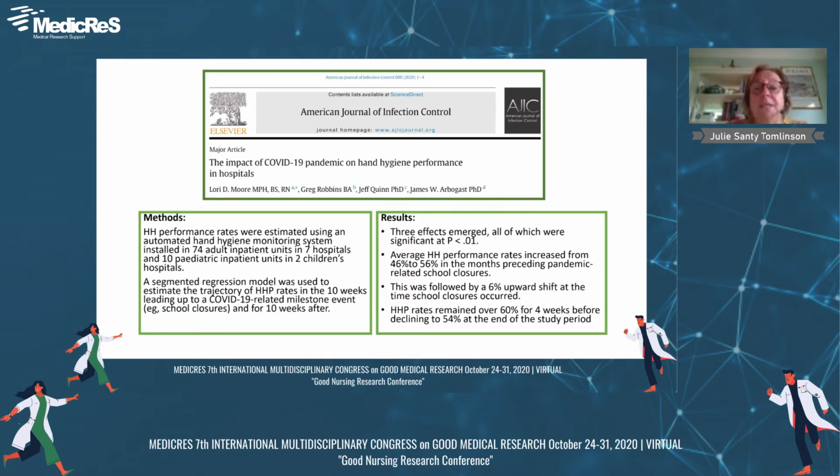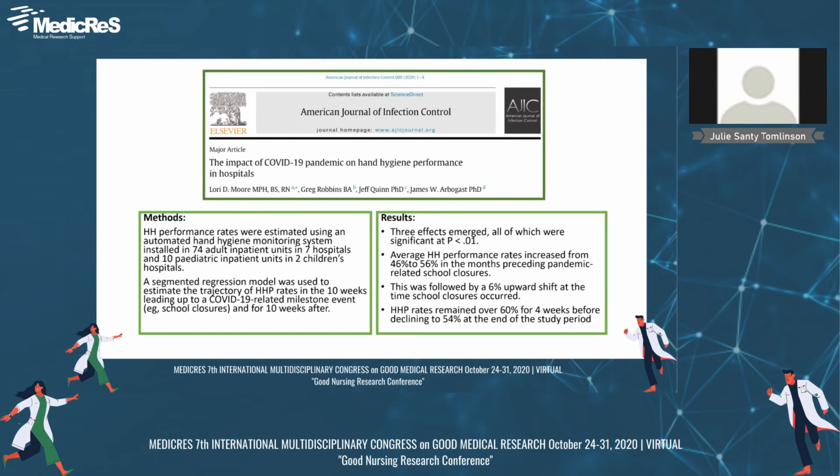So here's a piece of research from this year. In fact, it's so recent it hasn't got a volume number for the American Journal of Infection Control at the moment. These researchers in America have published this major article about the impact of COVID-19 pandemic on hand hygiene performance. And what they did was they estimated hand hygiene performance rates using an automated hand hygiene monitoring system installed in 74 adult inpatient units. So a big study in 7 hospitals, 10 paediatric units and 2 children's hospitals. And they used a segmented regression model to estimate the change and movement in hand hygiene practice rates, importantly, in the 10 weeks leading up to the COVID-19 related milestone event, i.e. school closures.